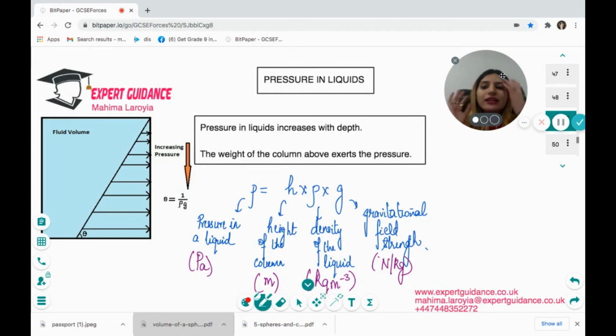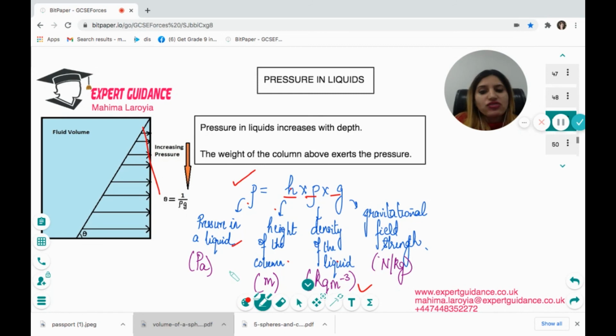Now, when we talk about pressure in a liquid, it increases with depth. The weight of the column above exerts the pressure downwards, and the pressure in the liquid is measured in pascals, and it is given by the formula h rho g. h is the height of the column, rho is the density of the liquid, which is in kilograms per meter cubed, and g is the gravitational field strength, which is newtons per kg.